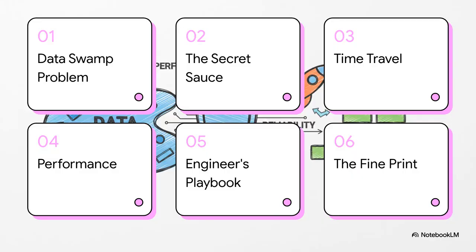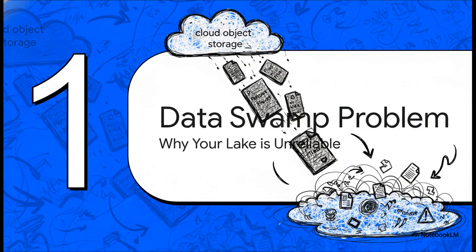First, we're going to really diagnose the data swamp problem. Then, we'll uncover the secret sauce behind Delta Lake before digging into its two main superpowers, time travel and performance. After that, we'll run through a real-world playbook for how you'd use this stuff to solve a crisis. And finally, we'll cover the fine print you absolutely need to know. So let's set the stage.